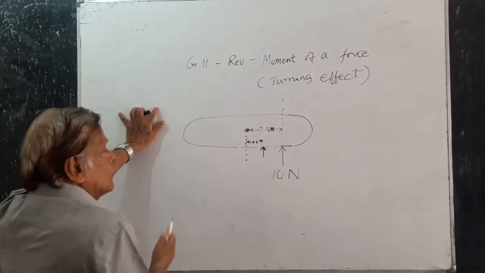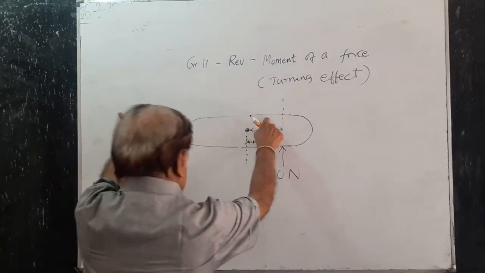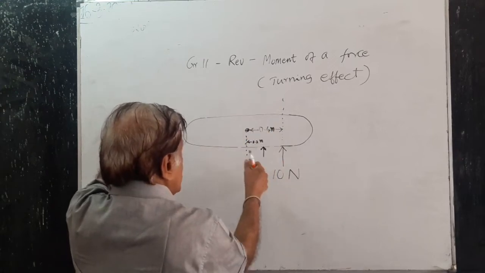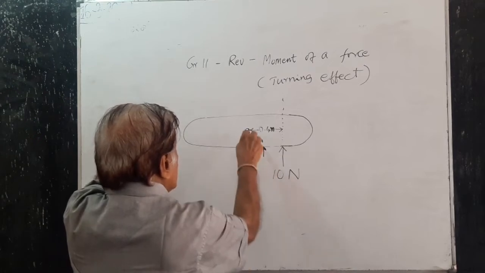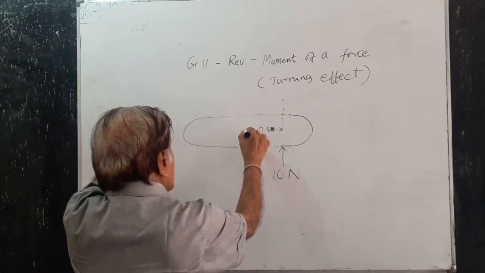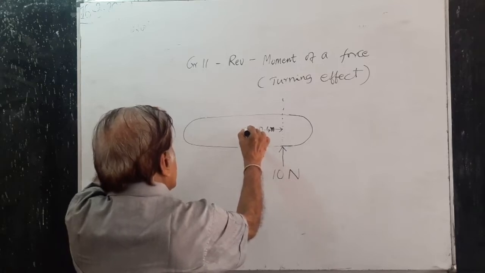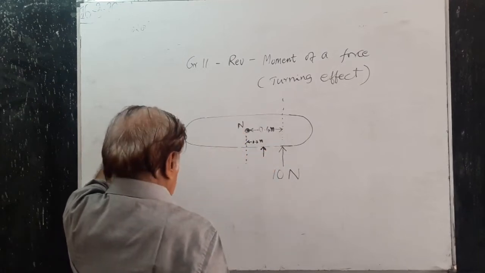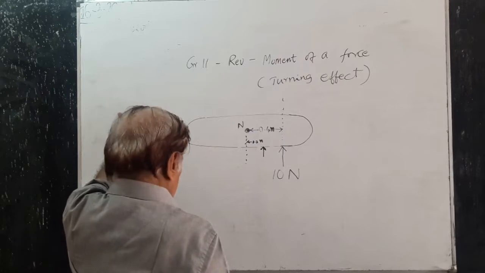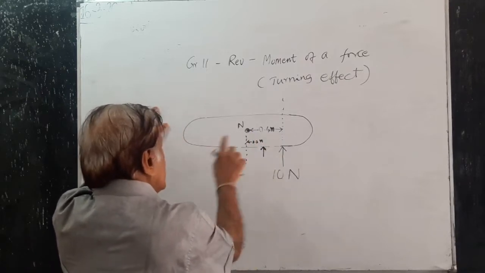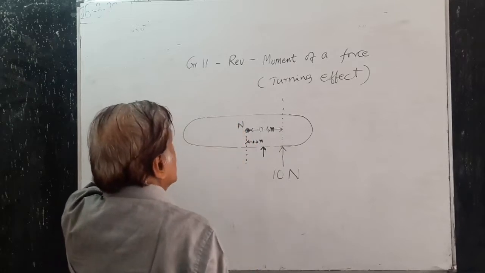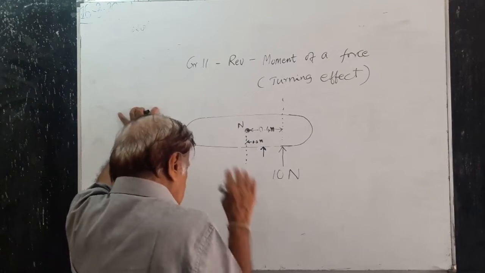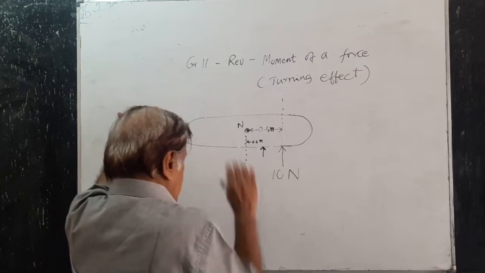Now, look at this diagram. This is an object, say a metal plate, or actually a plank of wood. This can be rotated around this nail. Around this nail, you can rotate this by applying force. When you apply a force to this, it will rotate, or you can say it turns. Therefore, this is known as the turning effect of a force.